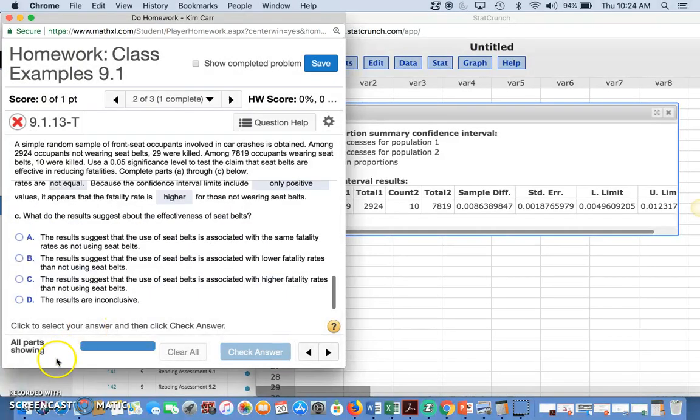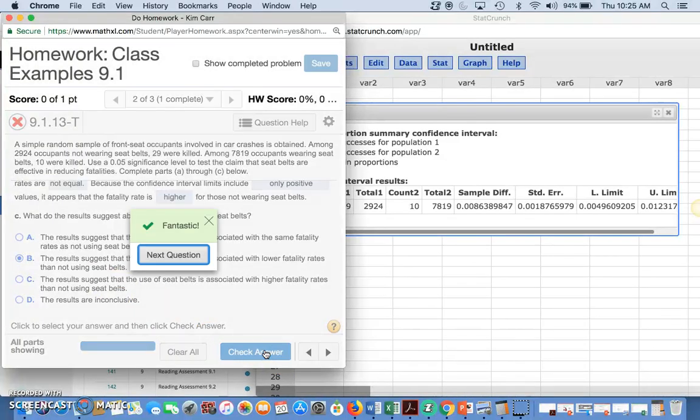Okay. The final question here. What do the results suggest about the effectiveness of seatbelts? The results suggest the use of seatbelts is associated with the same fatality rate? No. Suggest that the use of seatbelts is associated with a lower fatality rate. That's what it was. All right, that completes this question.